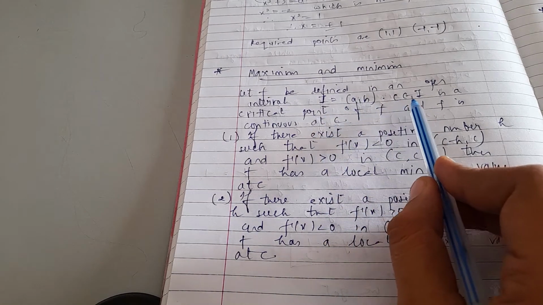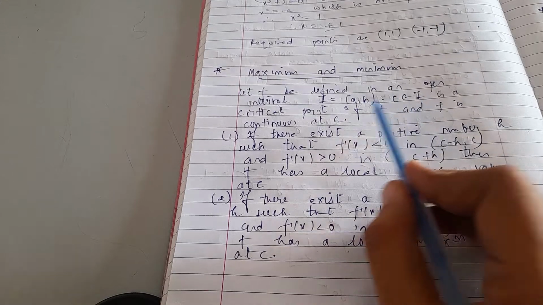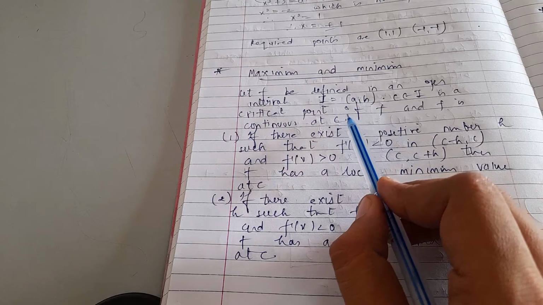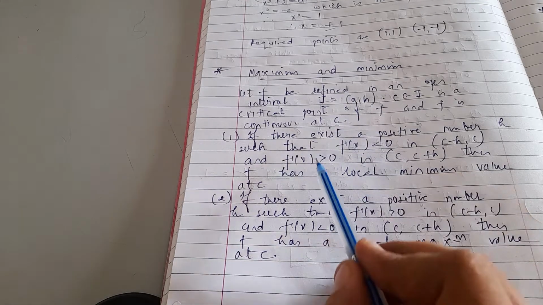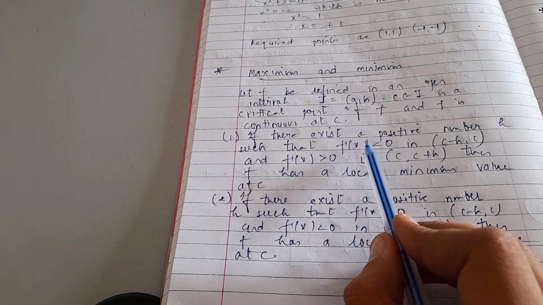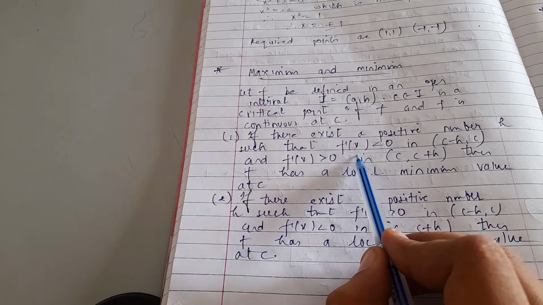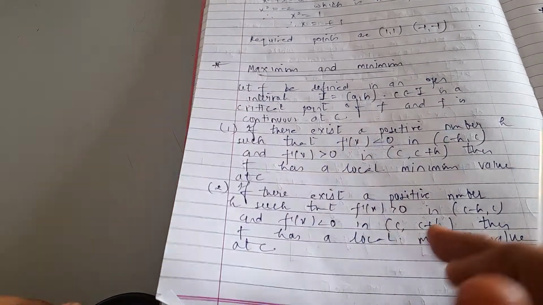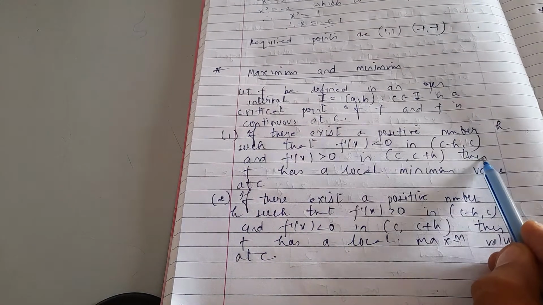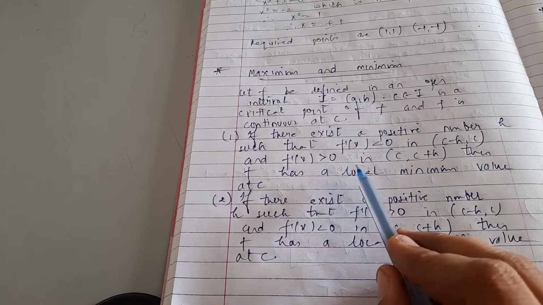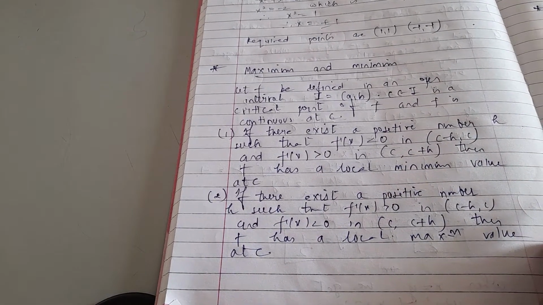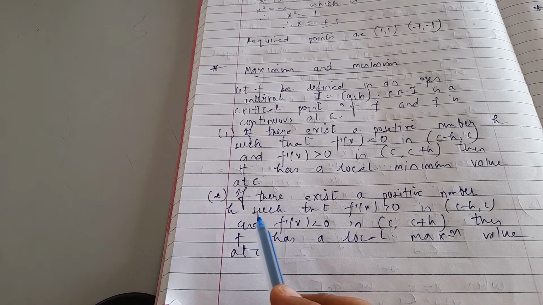and c belongs to I, and c is called the critical point of function f. Then also the function should be continuous at c. If there exists a positive number h such that f dash of x is less than 0 in the interval (c minus h, c), and f dash of x is greater than 0 in the interval (c, c plus h), then f of x has a local minimum value at c.